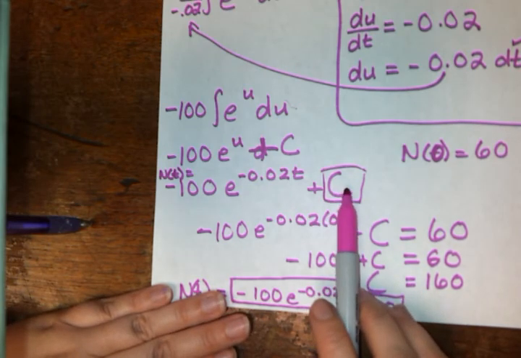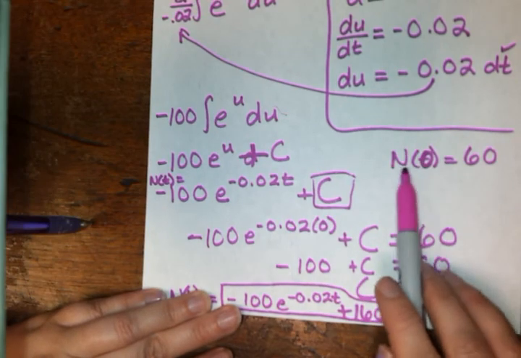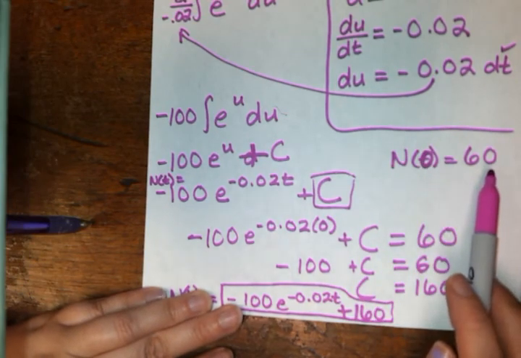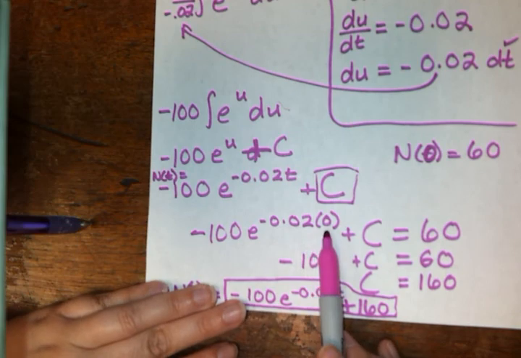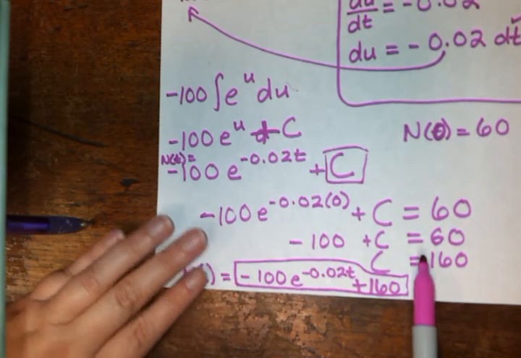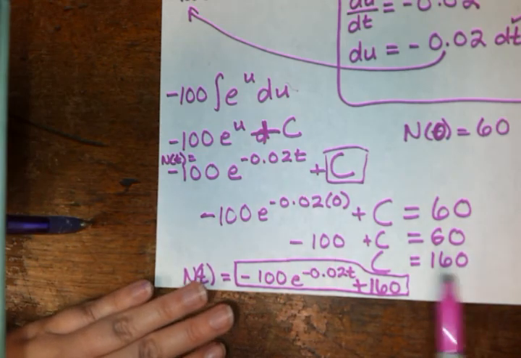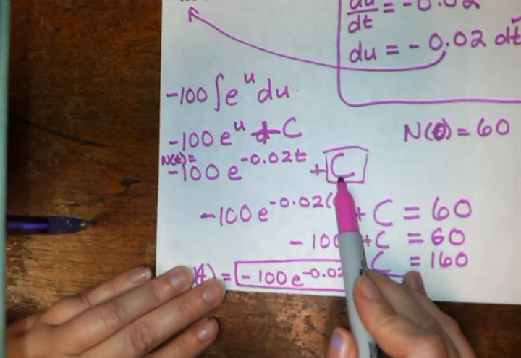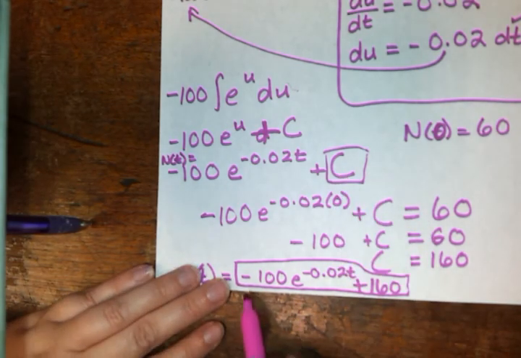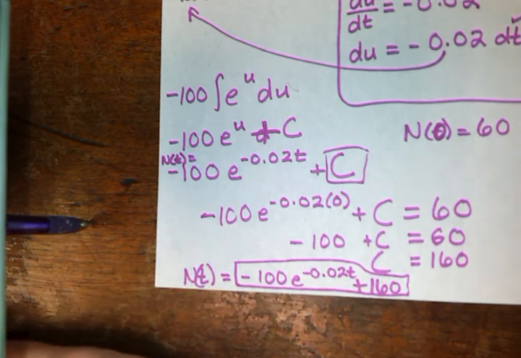But that's not good enough. They want us to figure out what c is. They've told us that n of 0 equals 60, so we are then able to plug in zeros for our t's and set that equal to 60. When we solve for c, we find out that c actually equals 160. So now we can plug that 160 back in for our c, giving us our final answer, negative 100 e to the negative 0.02t plus 160.